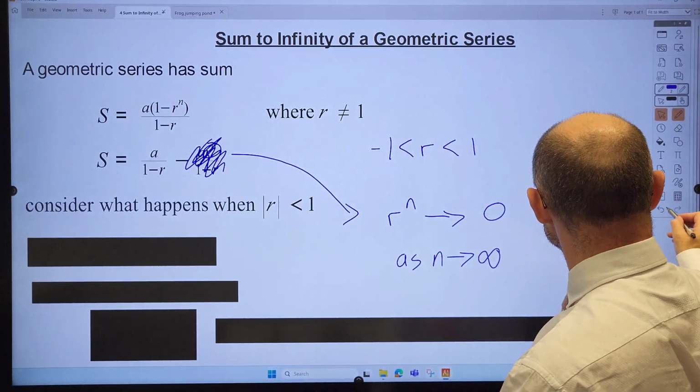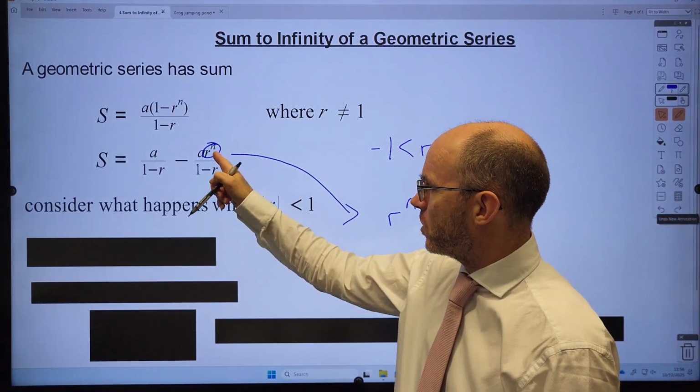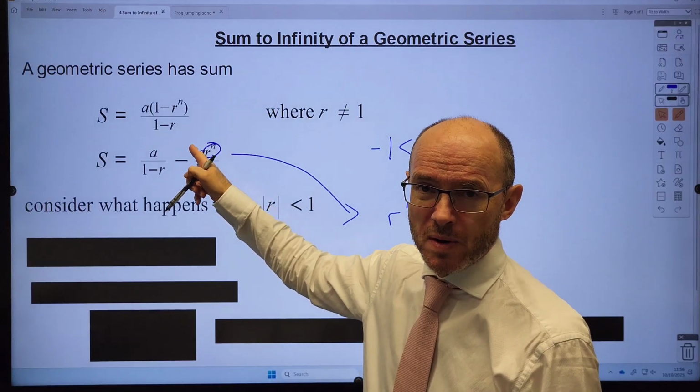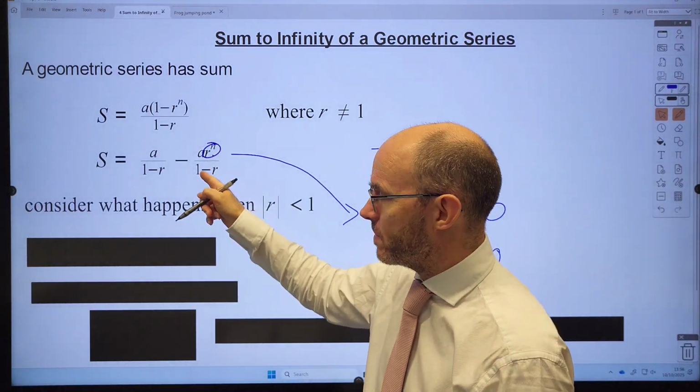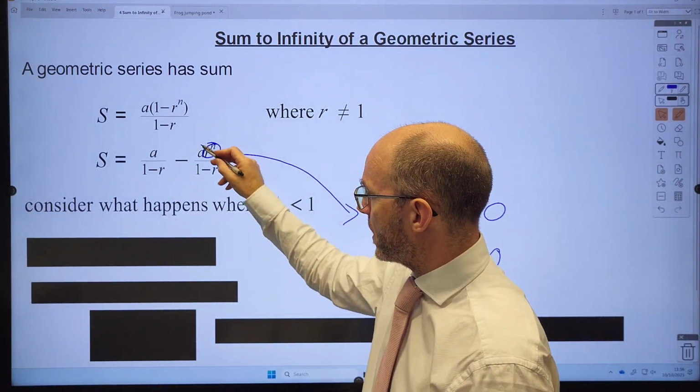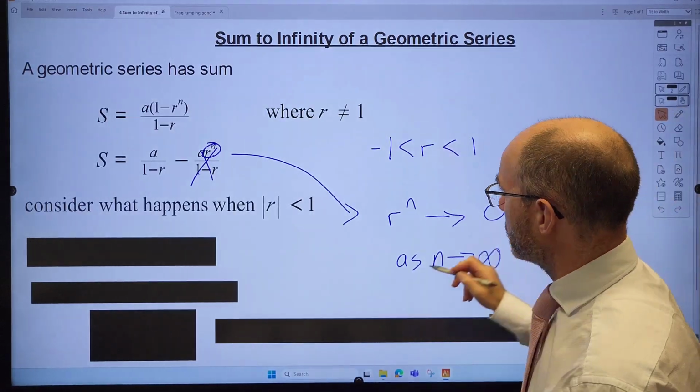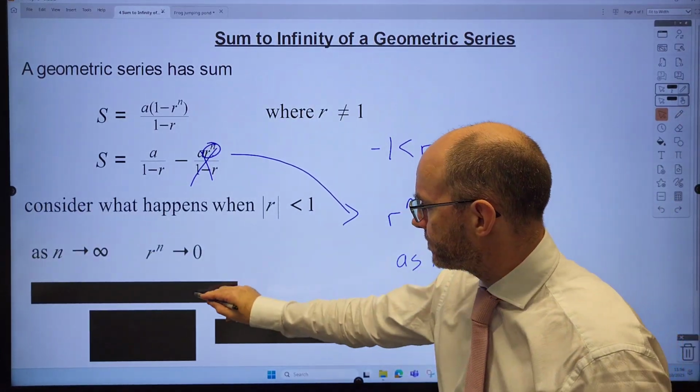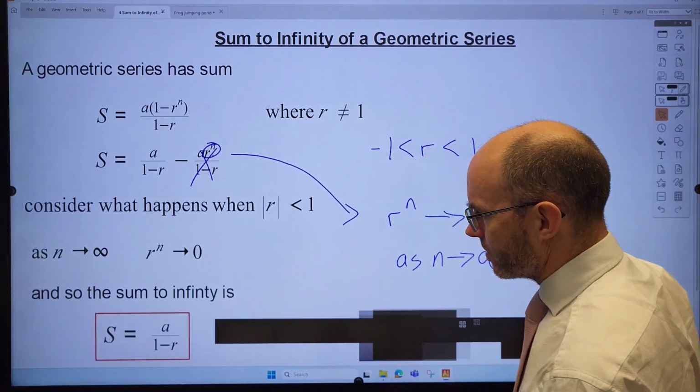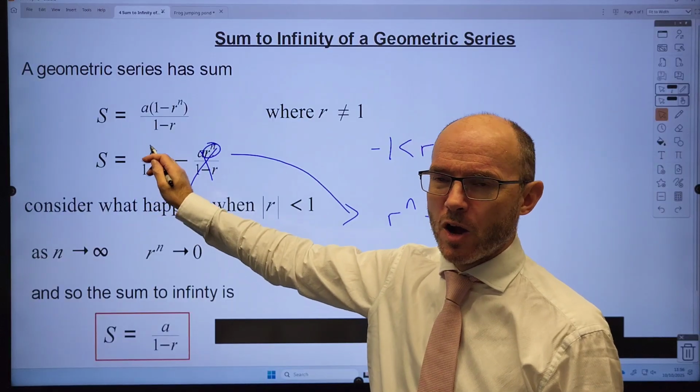Okay, let me just uncross it out again. Because you've got r to the n is 0, times by a, still 0, divided by another number, still 0. So all of that is going to be 0. So what that means is you've got this left over, a over 1 minus r.